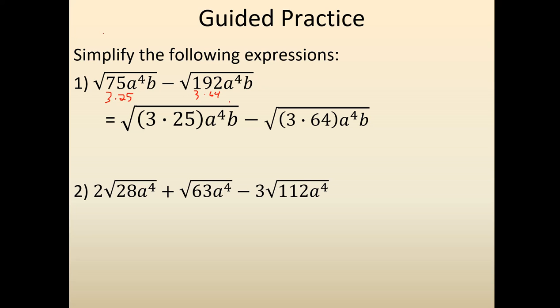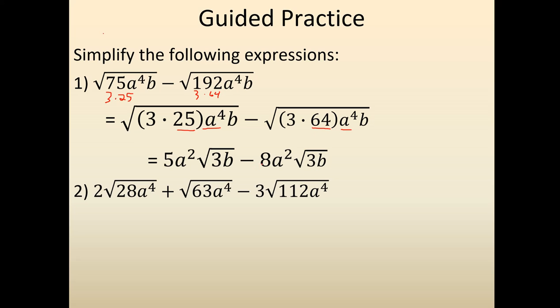So this expression will turn into this. 3 times 25, and then the variables actually don't change because a is a perfect square and b can't be simplified anymore. And then the 192 is 3 times 64. So I simplify every perfect square. 25 and a to the 4th becomes 5a squared. And then I'm left with the 3b underneath the radical. Same thing here. 64 and a to the 4th are the perfect squares, so we get 8a squared. And then once again we're left with radical 3b.